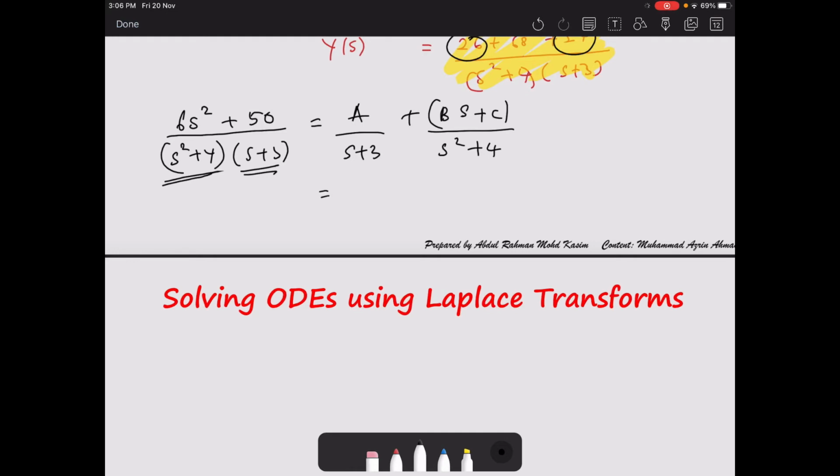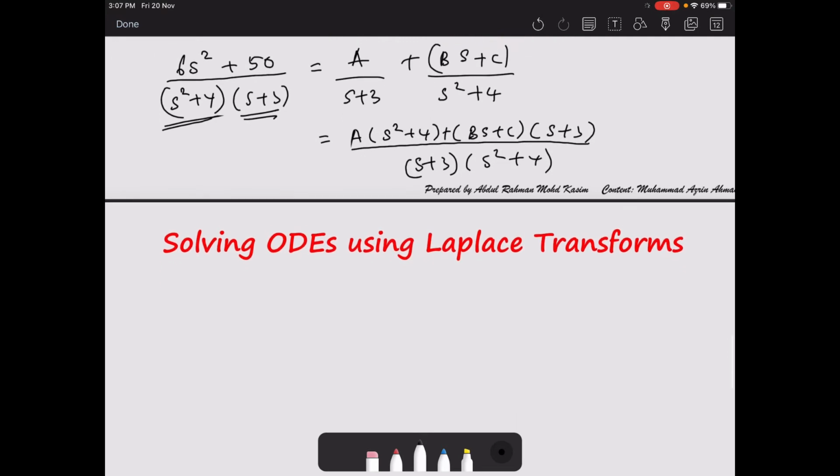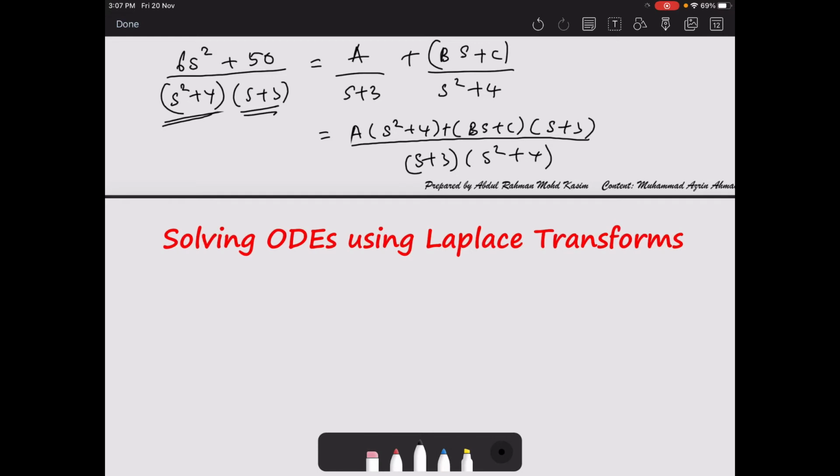So you can do cross multiplication. Over here you will have A multiplied with s squared plus 4, and then you will have Bs plus C multiplied with s plus 3. So this one is basically s plus 3 times s squared plus 4. Okay, look at here, the denominator is equivalent now. So you may solve the numerator.